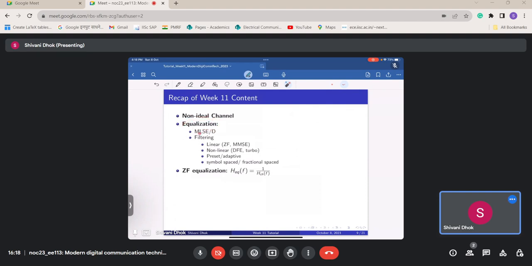In that we can go for minimum least square estimation or detection, or another approach is going for filtering. And that filtering can be a linear filter, which is basically zero forcing or MMSE, or it is a non-linear filter, which is DFE or turbo, or it is preset or adaptive filtering, or it is symbol spaced or fractional spaced. We'll look at some of these filtering techniques in the upcoming weeks.